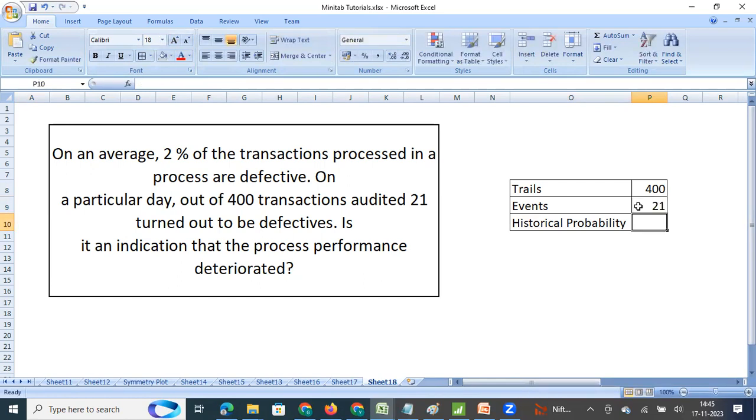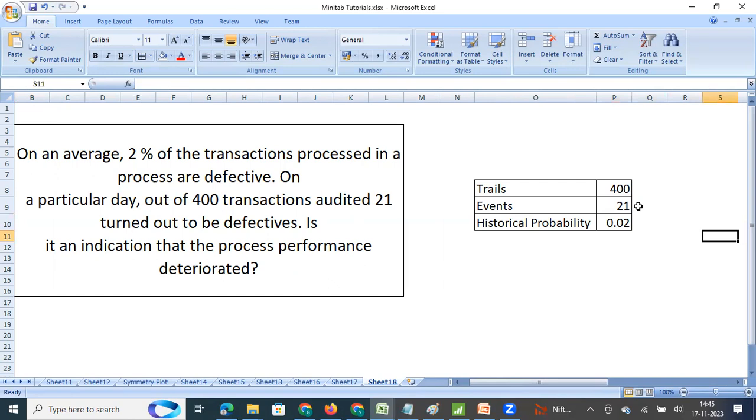Okay. And what is the historical error percentage? If you want to call it error percentage, you will call it 2%. But if you want to call it probability, you will call it 0.02. That's the probability of a particular transaction being defective, right? So this is the information that we have got.